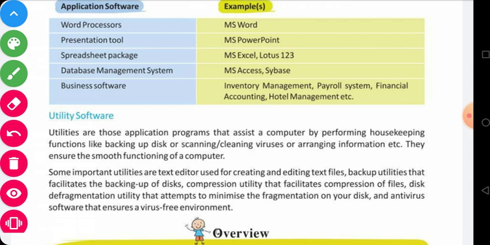The second type of utility software is, for example, data compressor software. What does data compressor software do? Data compressor software compresses the file size into a smaller size, so that we can easily transfer it from one place to another or from one mail to another mail. So this type of software comes under the category of utility software.